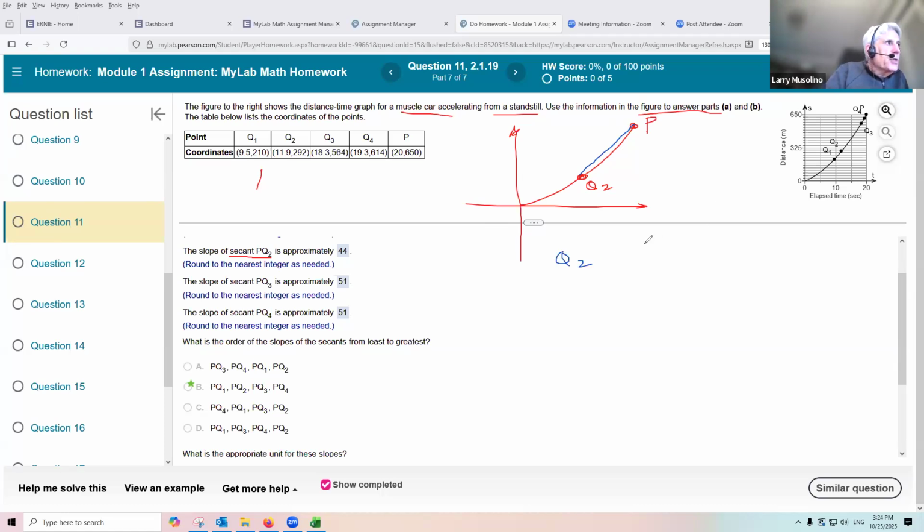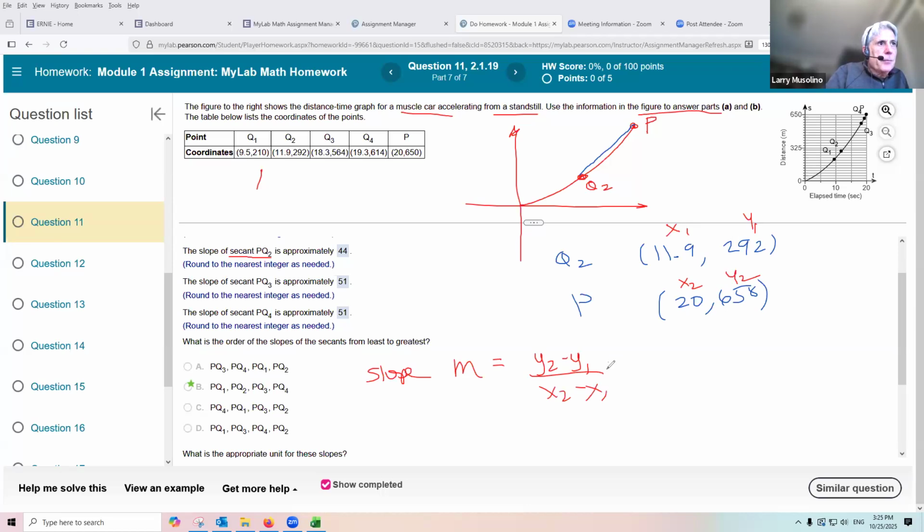So if I take point Q2, which is 11.9, 292, and take point P, which is 20, 658, I can use the slope formula. So I'm going to label these points as x1, y1, x2, y2. I'll use the slope formula now. So slope m is y2 minus y1 over x2 minus x1. So it's going to be 658 minus 292 over 20 minus 11.9. And if you work this out on a calculator, it says round to the nearest integer. Integer means whole number. You'll get the answer 44. So the slope of this blue line is 44.